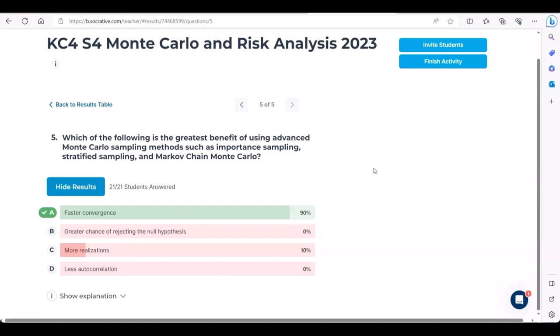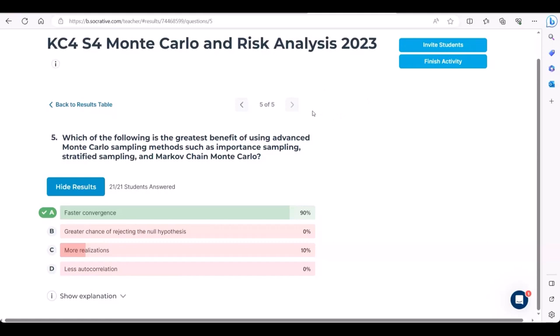More realizations is not a benefit, right? Because, well, it's a benefit in the sense that you will get a more accurate result, but it's a disbenefit in the sense that it will take longer to run. So it's not the reason these methods exist, right? So it is relevant to Monte Carlo, but it's not relevant to these particular methods and why we use them.